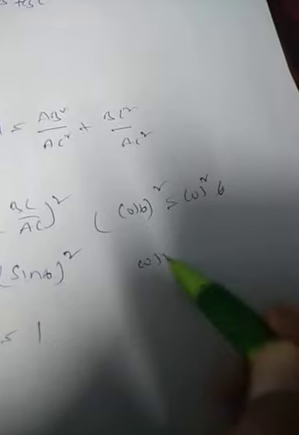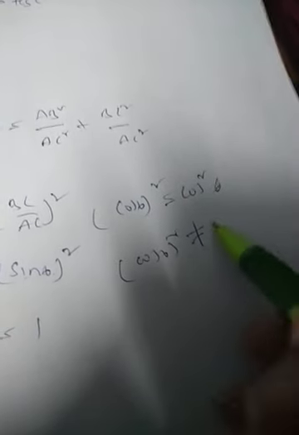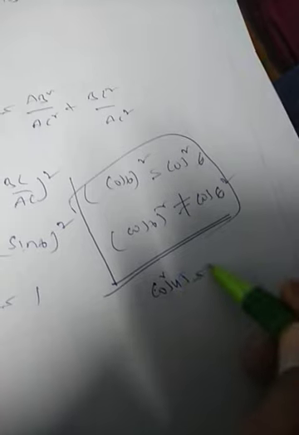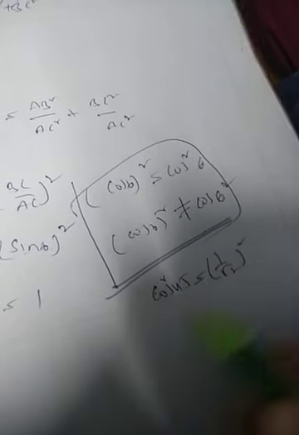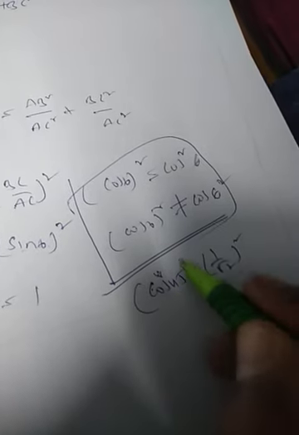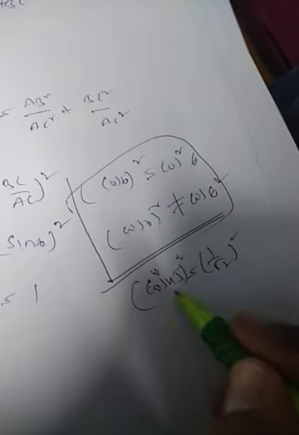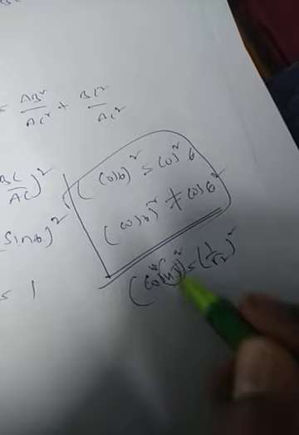I want to tell you one thing. Cos theta whole square means cos square theta, but cos theta whole square is not equal to cos theta square. That is the wrong format. We discussed it with values: cos square 45 means 1 by root 2 whole square. But we should not write 45 square. That is absolutely a blunder. That is what I meant.